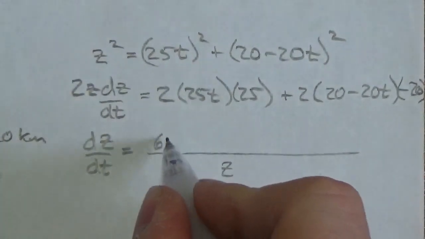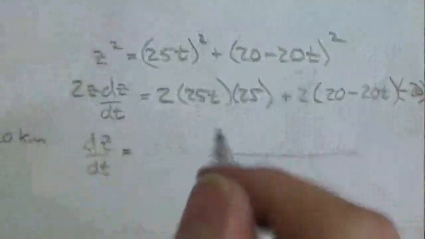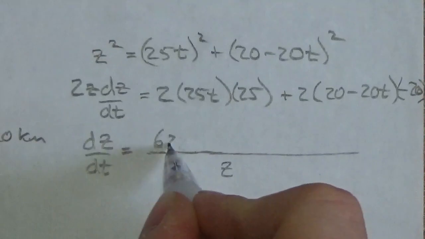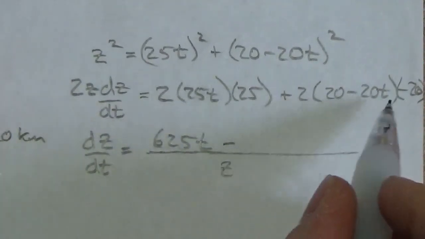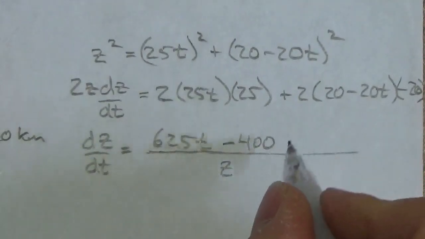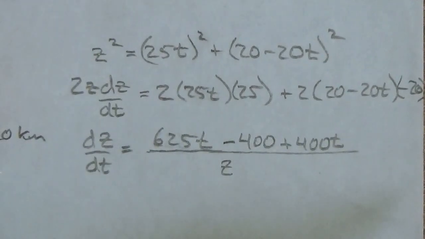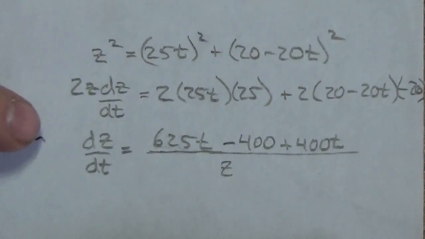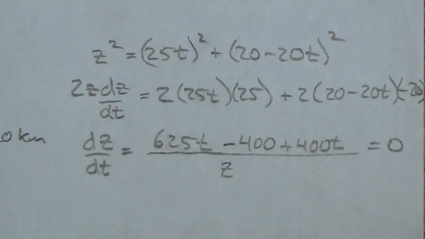25 times 25 is going to be 625. Whoops. Wow, 625. I don't know why I did that. 625t. And this is going to be minus, and I'll just distribute that through the 20 here. So it'll be minus 400 plus 400t. Great. And now remember, the next thing that I do is I'm going to set this equal to 0.